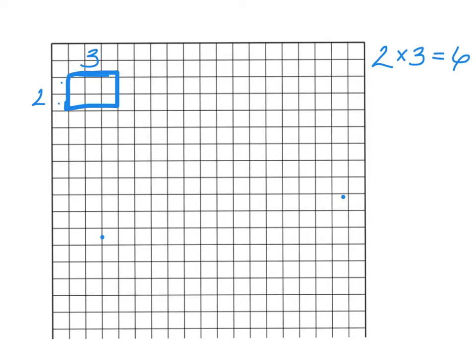Okay, so look at the factors that are modeled here by the 2 by 3 array and take a look at this array, which is modeled as a 3 by 2 array. So how are these factors comparing? Well, the factors are the same, aren't they? The factors are 3 and 2. However, their order is different. All right, so we're talking about the commutative property of multiplication here.